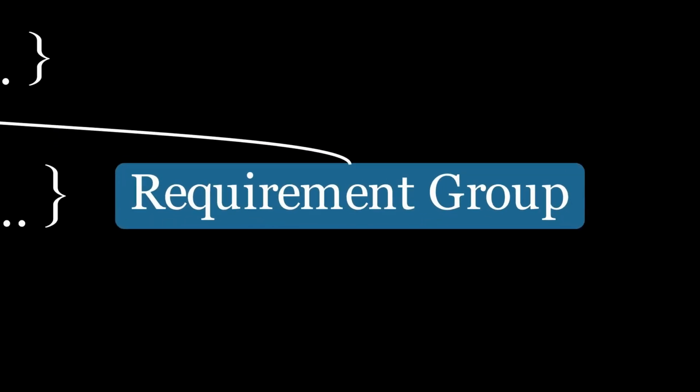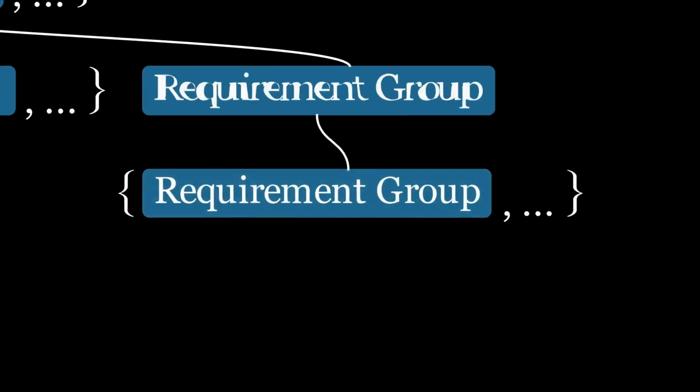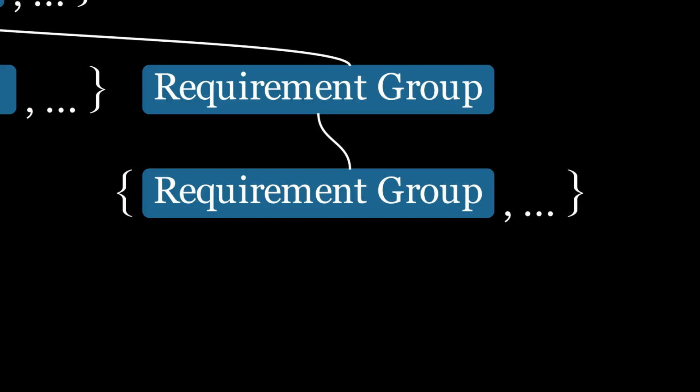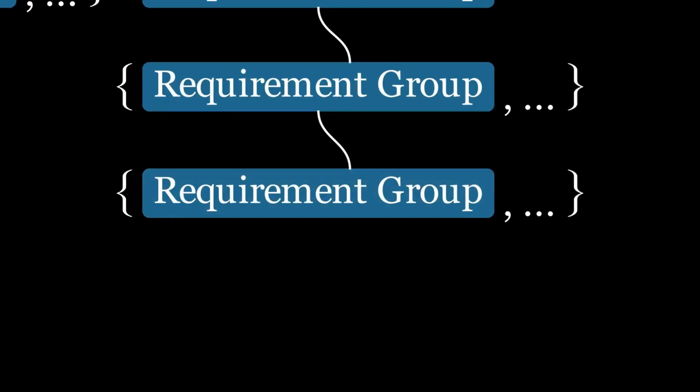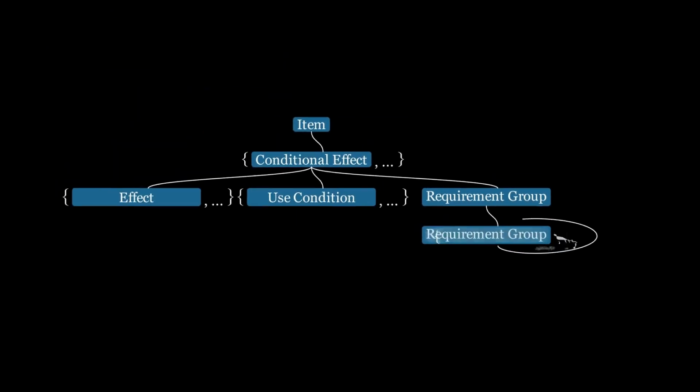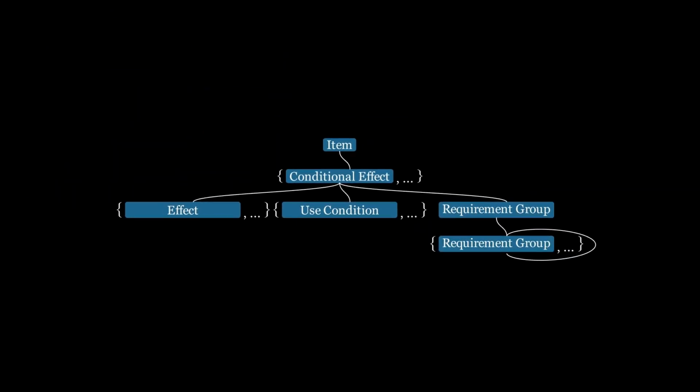A requirement group is something that contains any number of requirement groups. A requirement group is... okay, enough of that. To understand why this recursive structure is important, let's take a look at an example.